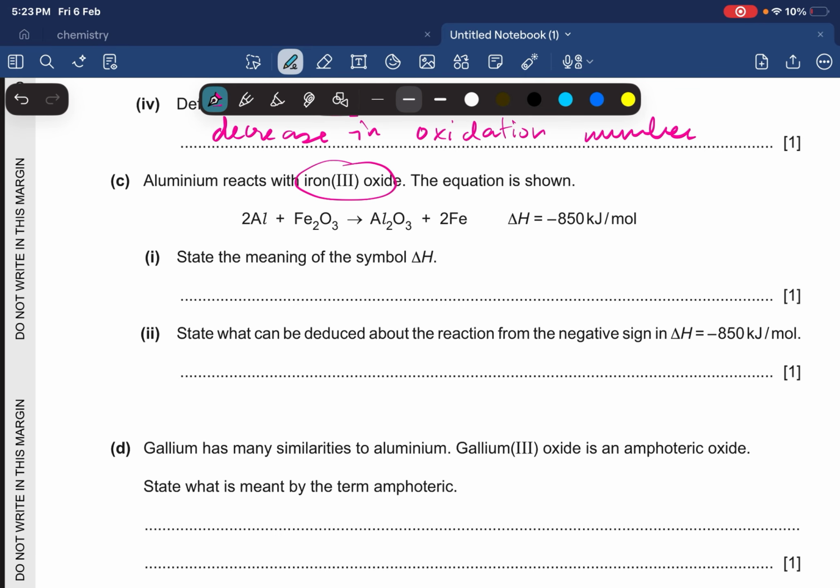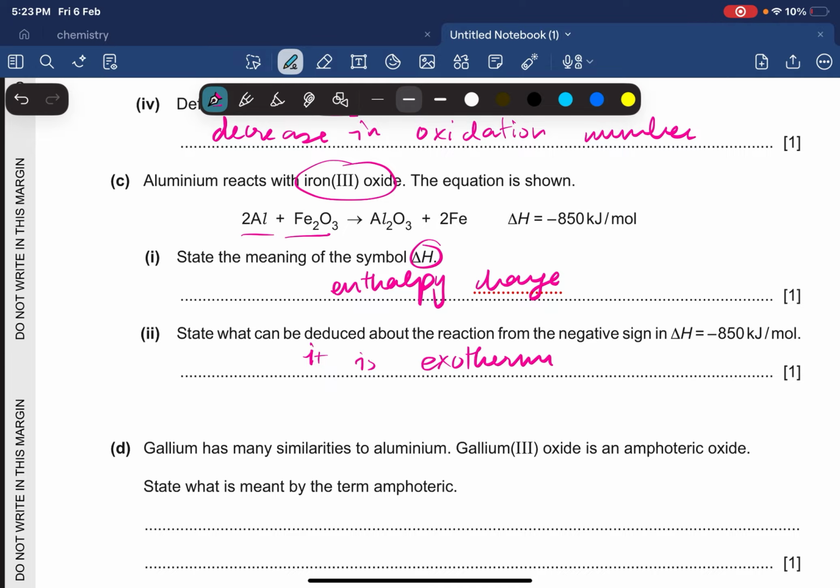Aluminum reacts with iron(III) oxide. Aluminum is going to displace it definitely because it's more reactive. State the meaning of the symbol delta H. Delta H means enthalpy change. State what can be deduced about the reaction from the negative sign. It is exothermic. If it's positive, it's an endothermic reaction.